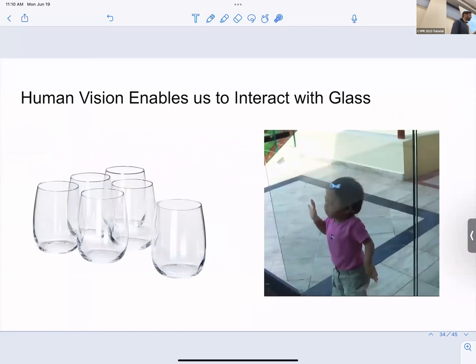All right, the next segment that I'll talk about is even more optically challenging surfaces. We've talked about shiny objects. We've talked about really good depth. Let's think about transparent objects. Transparent objects might be one of the hardest things to handle with computer vision.